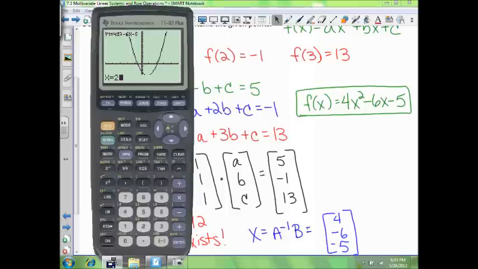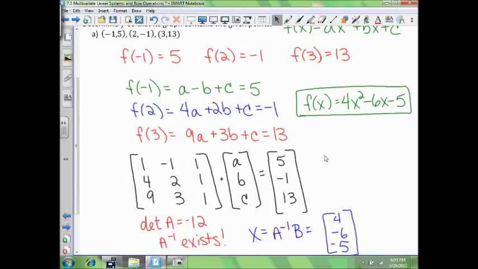F of 2 is -1. It fits on our graph. F of 3 is 13. So this equation, 4x squared minus 6x minus 5, is the equation that we wanted.